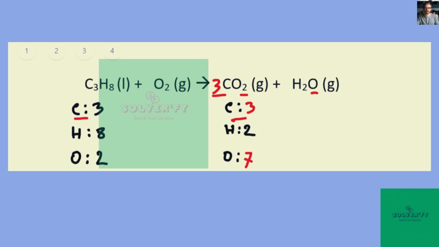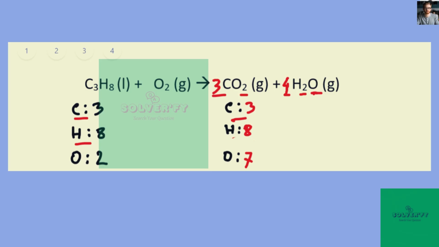Now we have to balance the number of hydrogen. We have 8 hydrogen on the reactant side, but we have 2 hydrogen on the product side. So what we will do, we will place a 4 here to have 8 hydrogen. 4 times 2, 8 hydrogen on the product side also. Now we have 8 hydrogen on the product side, but at the same time we are multiplying the number of oxygen also.